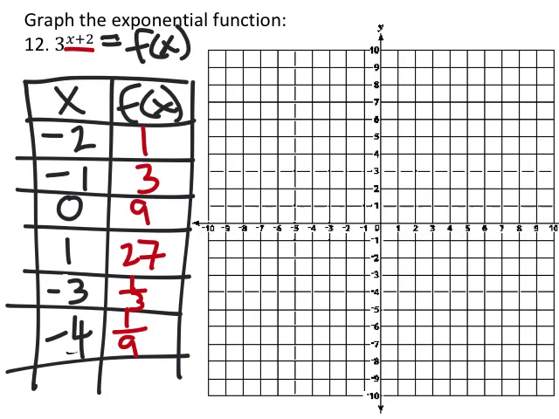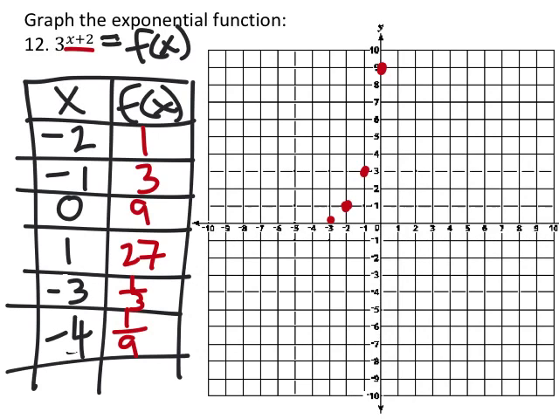So knowing this, let's go ahead and look at what our graph may look like. So at negative 2, I get a 1 right here. At negative 1, I get 3. At 0, I get 9, and then it's just going off the charts in that direction. If I have negative 3, I get 1/3. Negative 4 is 1/9, which probably should even be closer to the line than what I've graphed there. Or there. There we go.